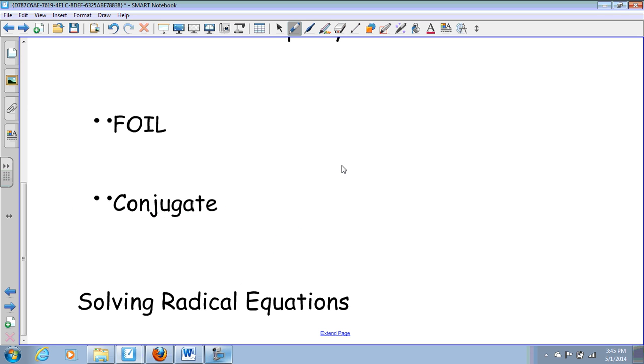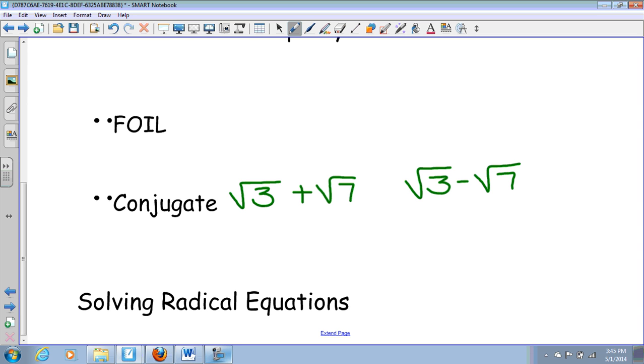Okay? So if I gave you the square root of 3 plus the square root of 7, and you needed to come up with the conjugate, we would decide that it's the square root of 3 minus the square root of 7. Okay? All right, we're going to turn to page 624, and we're going to do some rationalizing of the denominator using conjugates. Example 5 is there for you to look at, and it's similar to what I just did.